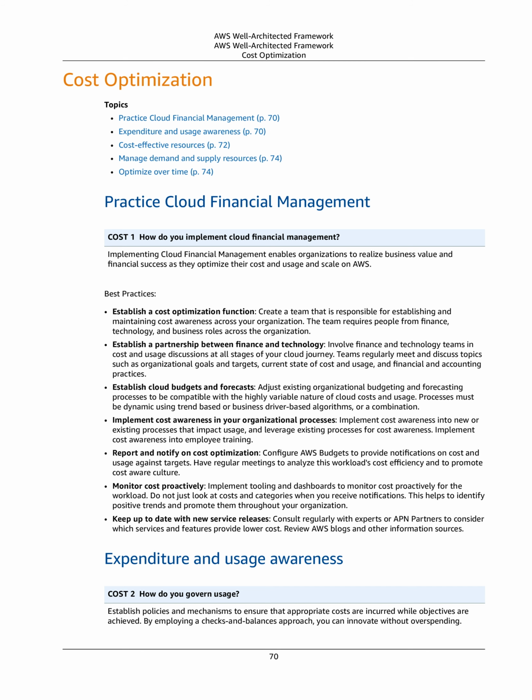Report and notify on cost optimization. Configure AWS budgets to provide notifications on cost and usage against targets. Have regular meetings to analyze this workload's cost efficiency and to promote cost-aware culture. Monitor cost proactively. Implement tooling and dashboards to monitor cost proactively for the workload. Do not just look at costs and categories when you receive notifications. This helps to identify positive trends and promote them throughout your organization.